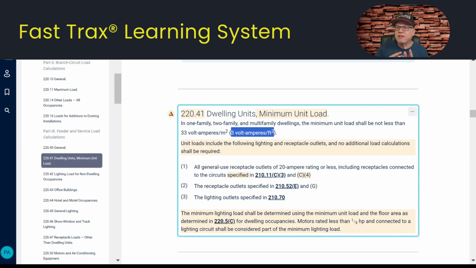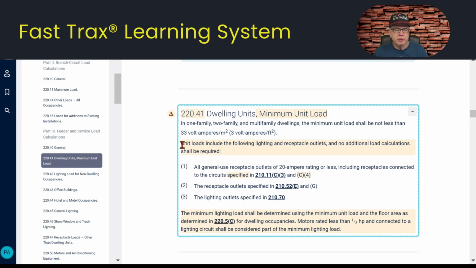And remember, this is not including the small appliance circuits. This is not including the laundry or any other individual branch circuit. This is only the general lighting and general use receptacles. And that would be like your lighting in your bedroom, your living room, things like that, right? Your receptacles in your bedroom and living room and things like that. A den, that's your general use receptacles.